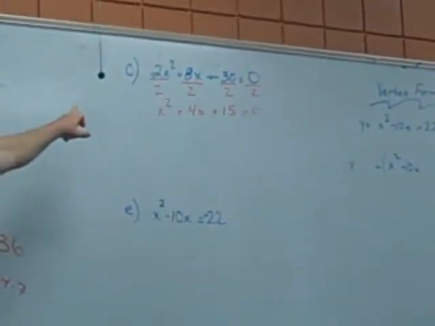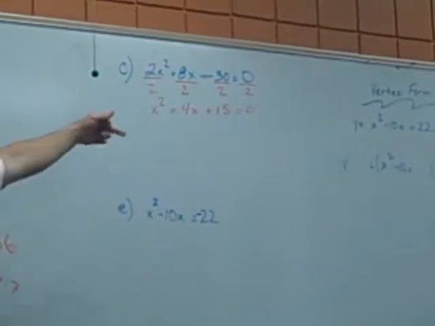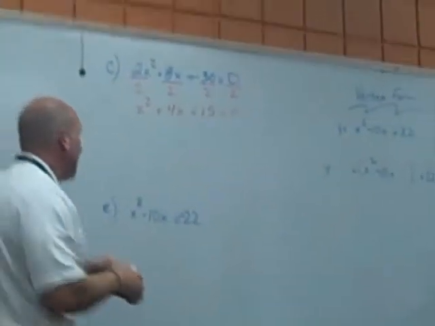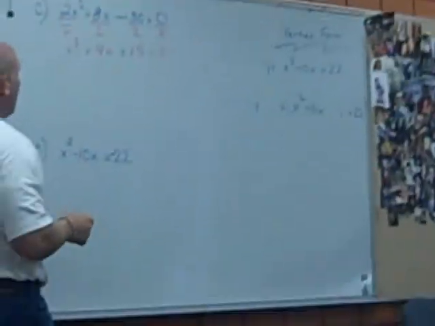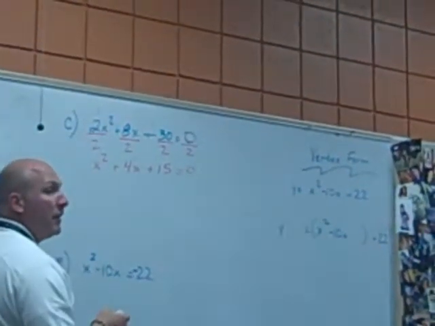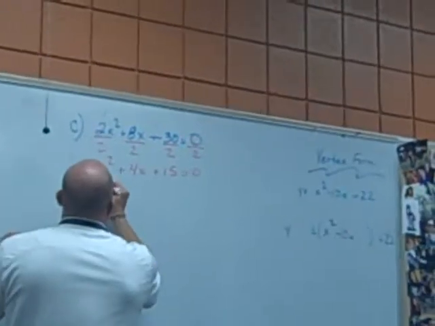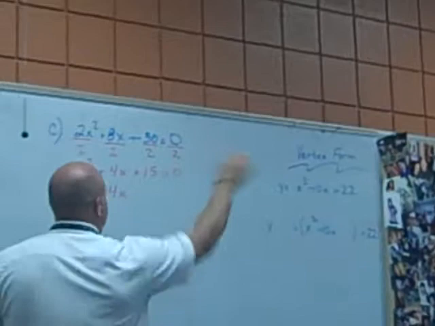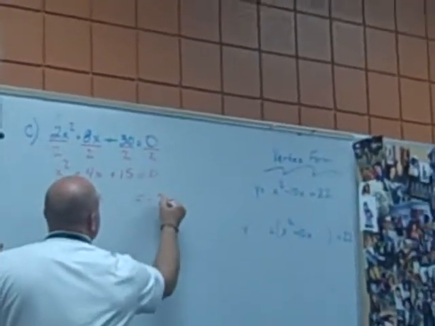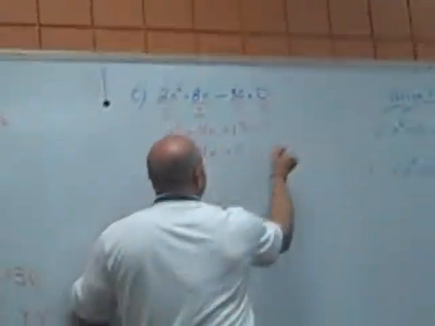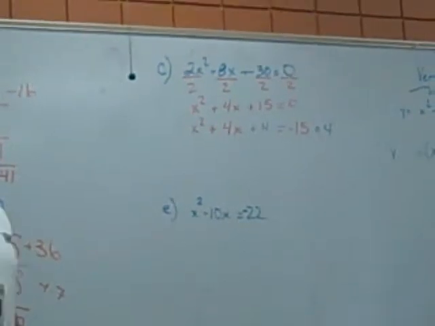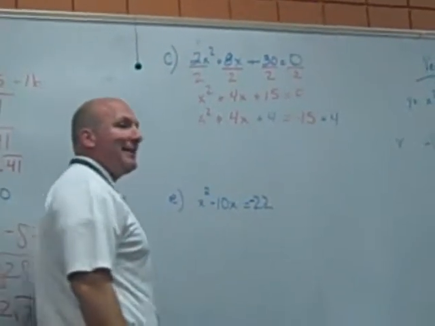Can that factor? Yes or no? No. You're right. It is yes or no. No, it doesn't. So we're going to have to complete the square. You want to try it? Let's try it. X squared plus 4x. What do I do with my C value first? See ya. Deuces. Plus 4 and plus 4. Not once, but twice.